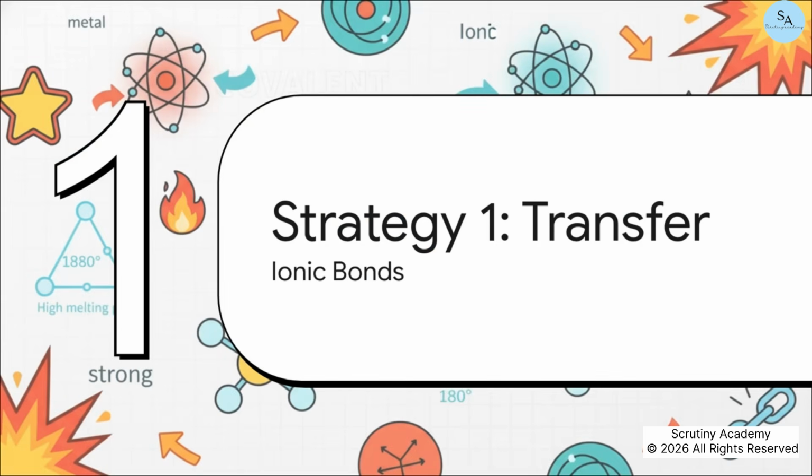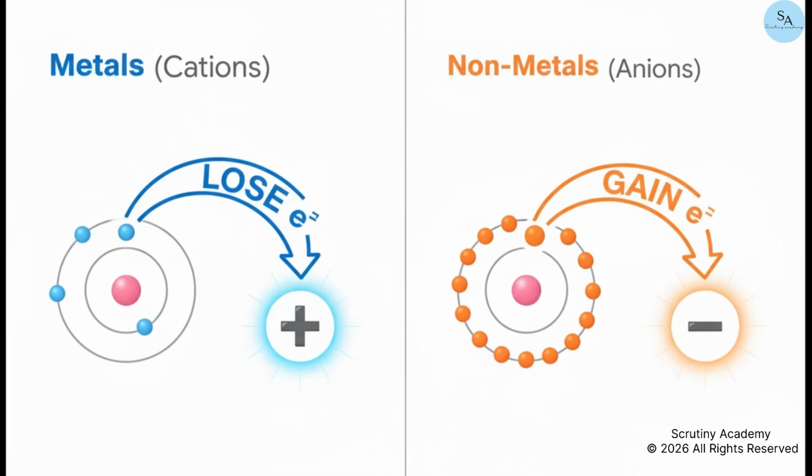So how do these atoms hit that magic number 8? Well, the first strategy is pretty straightforward. One atom just gives its electrons away, and another atom takes them. This little exchange usually happens between a metal and a non-metal. Metals are the givers. They like to lose their few valence electrons, which makes them become positively charged. We call those cations. Non-metals are the takers. They're so close to a full shell, so they grab electrons and become negatively charged anions.